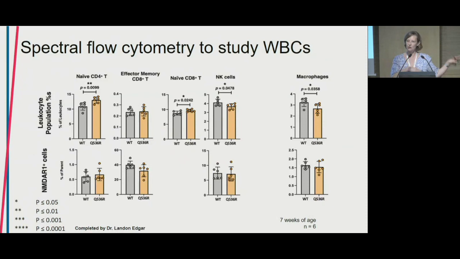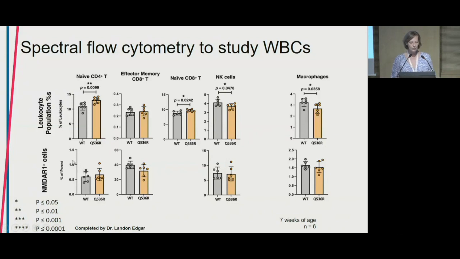So everything that I talked about before was about the red blood cells and platelets. But when you do the CBCs, you also look at your white blood cells. And when we did this, we did see some changes that we then followed up with a more sophisticated spectral flow cytometry. And what I would like to show you is this was only done so far in the Q536Rs.